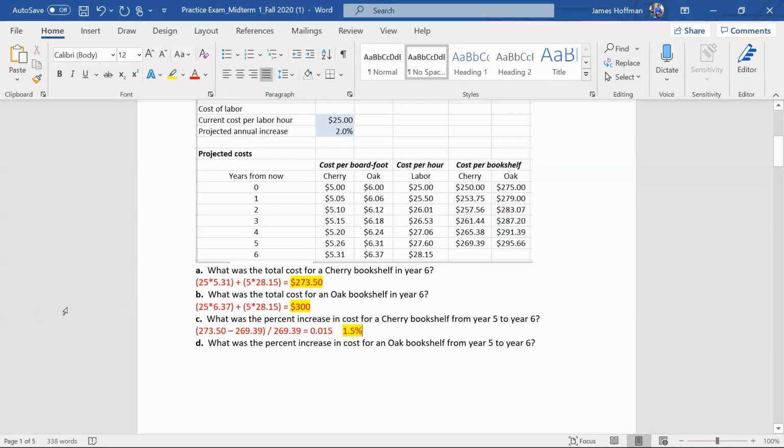So that percent comes out to about 0.015, which is roughly 1.5%. All we did here is, in part A, you got the value for year 6. You already had the value for year 5, and so the change was going from 269.39 to 273.50. And we calculated the increase, which is about 1.5%.